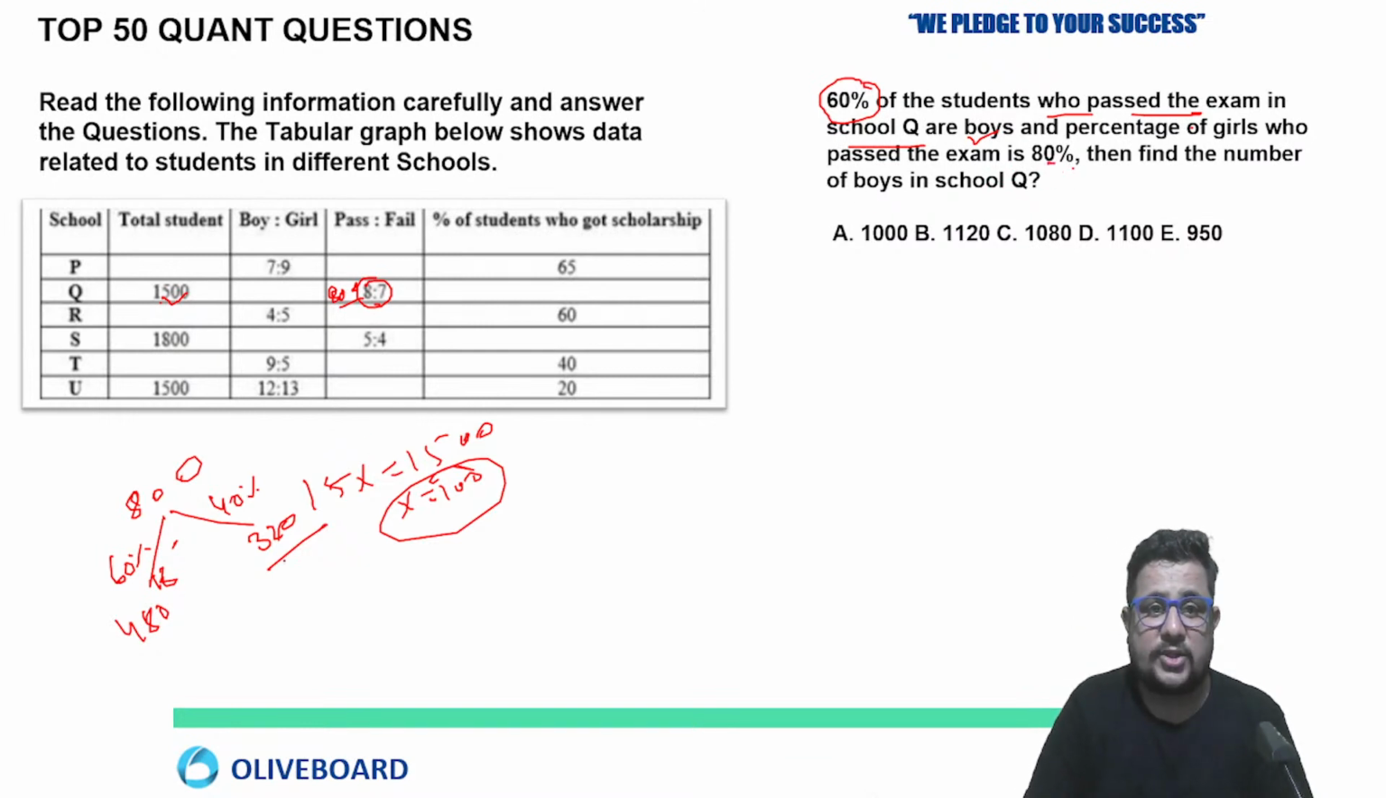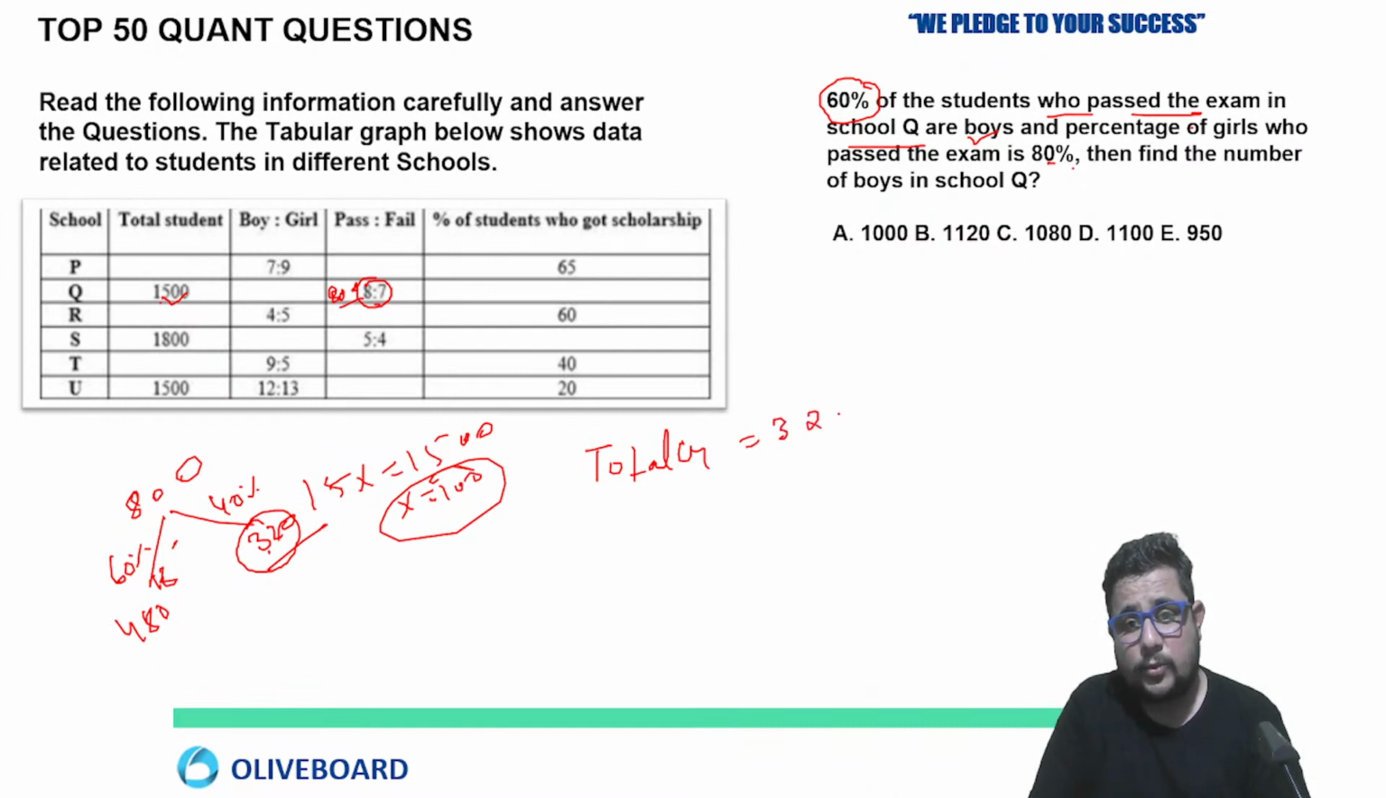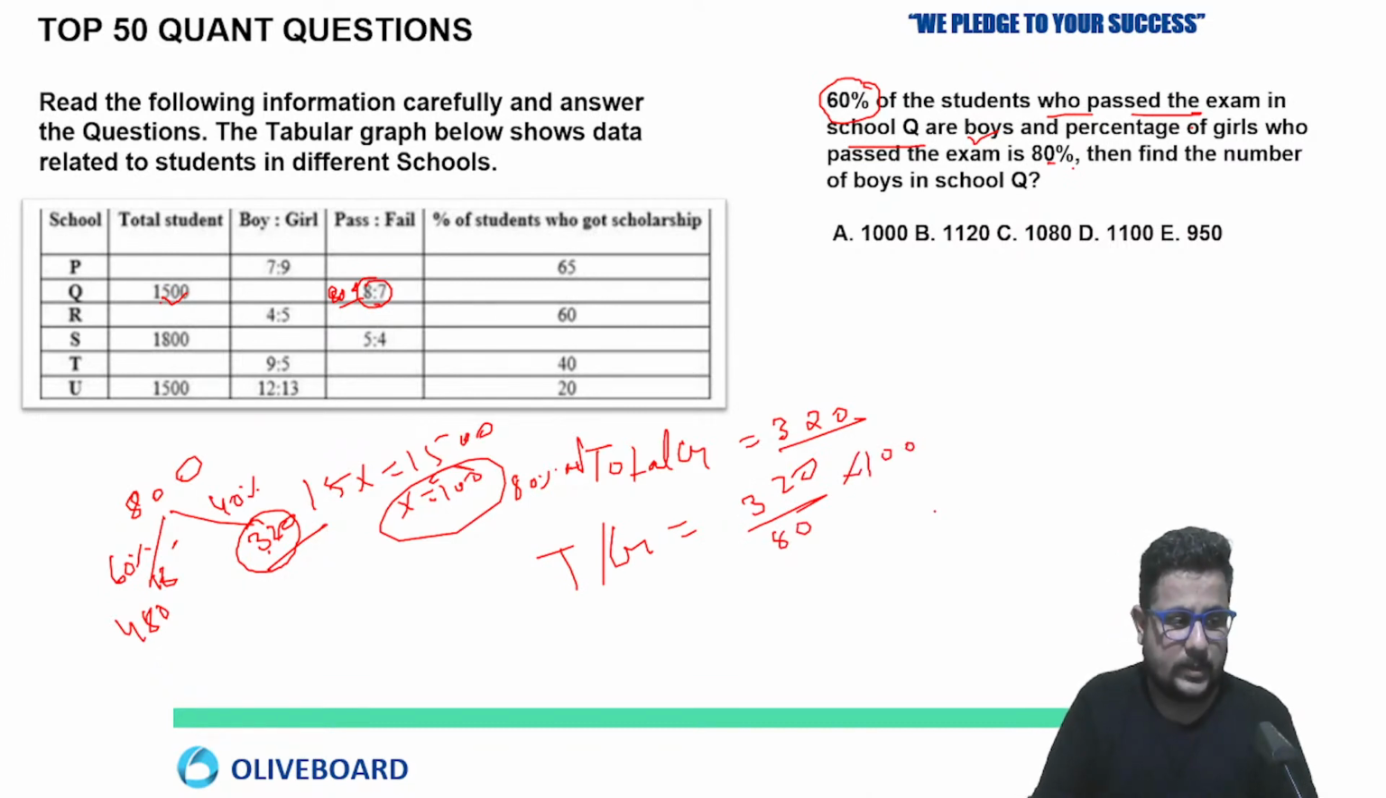So percentage of girls, so 320 pass the exam. So with respect to total girls, this is 320. This 320 is what? 80% of total girls. So girls are going to be what? Total girls are going to be 320 by 80 multiply 100. Clear? So 0 to 0 cancel.